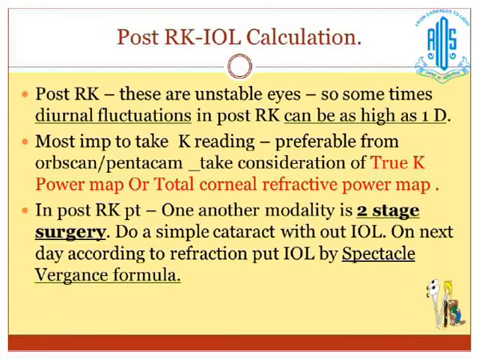Then the post-RK calculations. Post-RK eyes are so unstable, sometimes with diurnal fluctuation of 1 to 2 diopters. So it is important to take the K reading preferably from the Orbscan or Pentacam, and consider the true K power map or the total corneal refractive power map, which is now available in Pentacam HR. This is a new addition in the Pentacam to get a good corneal refractive power. In post-RK patients, another modality is a two-stage surgery. Do a simple cataract surgery without IOL. On the next day, according to the refraction, put the IOL by the spectacle plane formula.